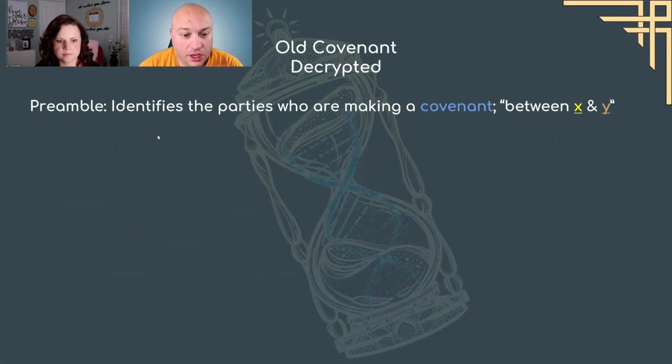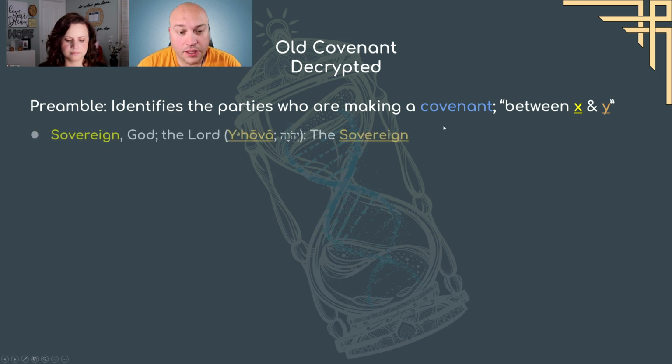Today we're going to go into the preamble. The preamble identifies the parties who are making a covenant. We can throw variables in here between X and Y. That's simple. The agreement is between Donnie and Don. It's between Don and his wife. It's between me and my bank. The preamble just identifies the parties who are making the covenant.